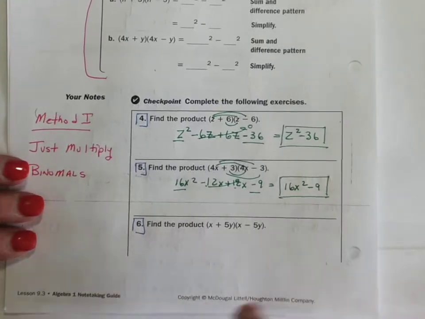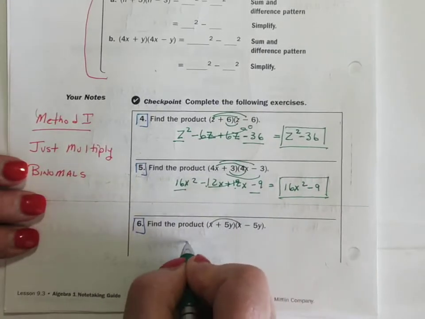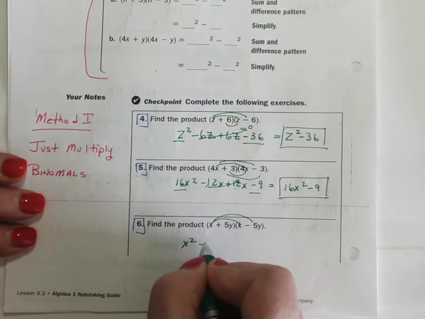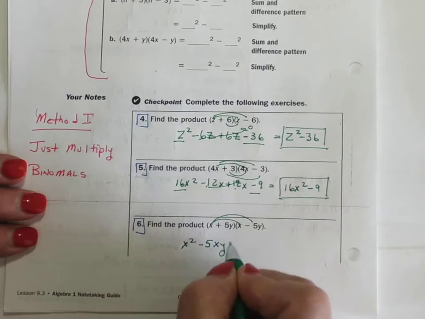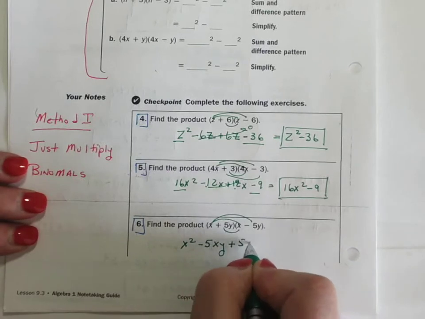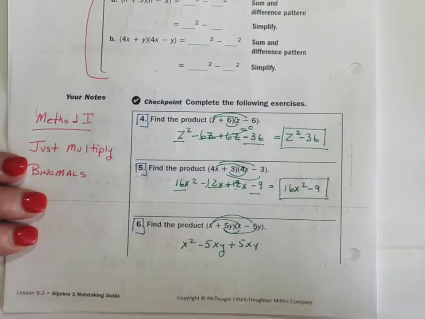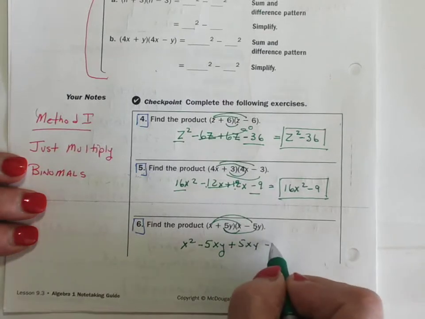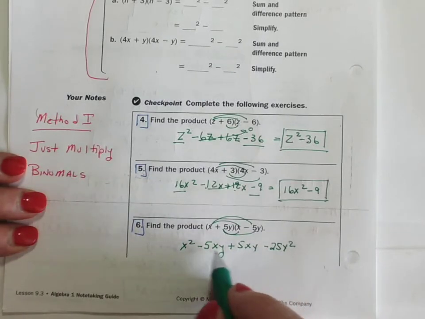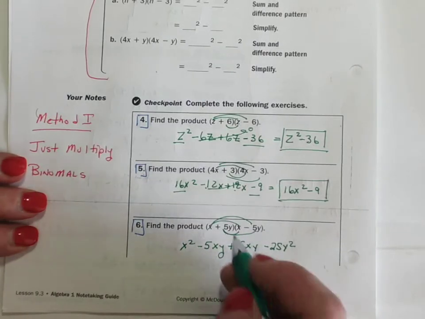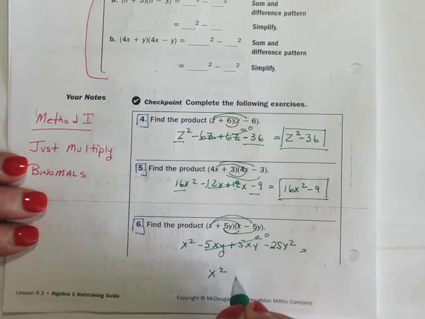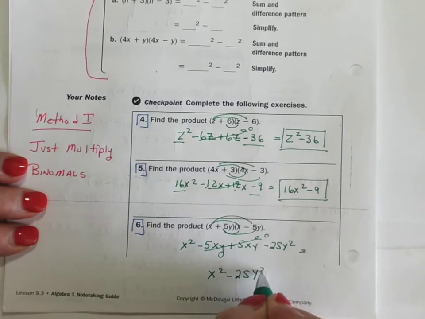The last one, x times x is x squared. X times negative 5y is negative 5xy. Multiply the inner terms, plus 5xy. Multiply the last terms, negative 25y squared. And again, these two terms are opposites, so they're going to cancel out to be 0. And I'm left with x squared minus 25y squared.